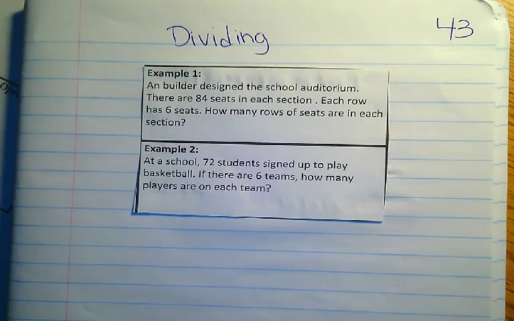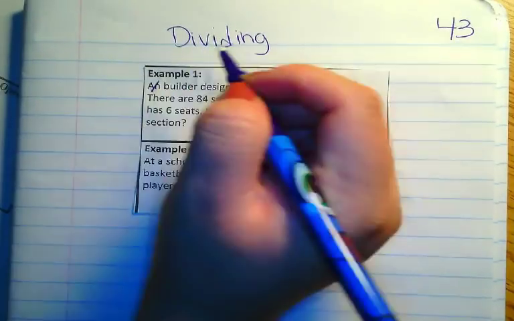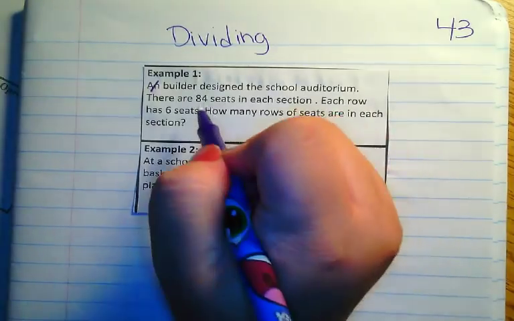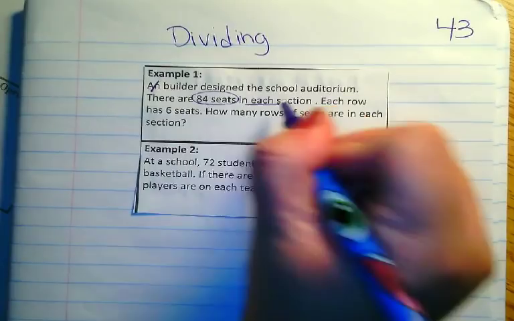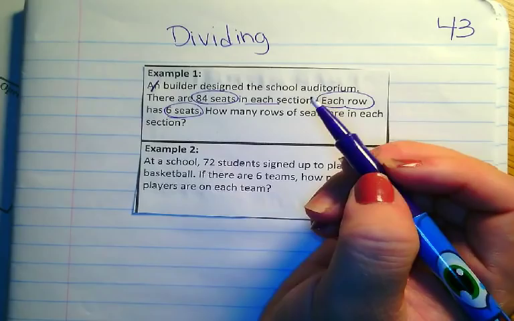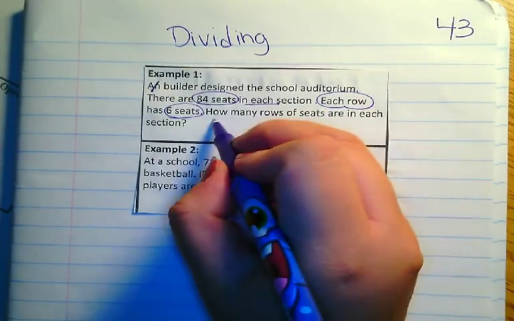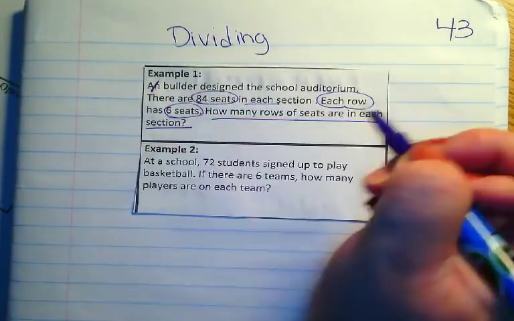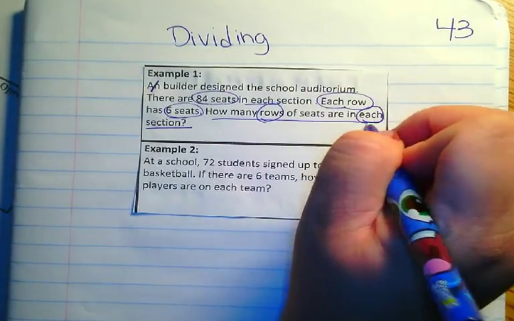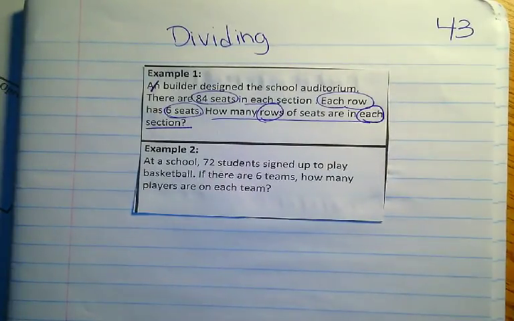We're going to look at number 1, and number 1 should actually say a builder, not an builder. So it's a builder designs the school auditorium. There are 84 seats in each section. Each row has 6 seats. How many rows of seats are in each section? So we're looking for rows, and there's a word each inside the question.